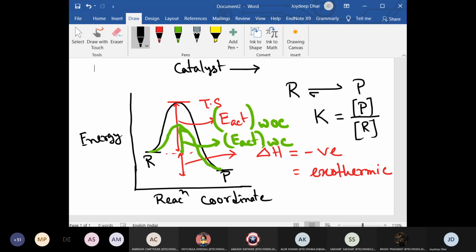Now if I use a catalyst, you can see the energy barrier has reduced, the activation energy has gone down, so reactant to product will be faster. Now product to reactant, will it be faster as compared to without catalyst?